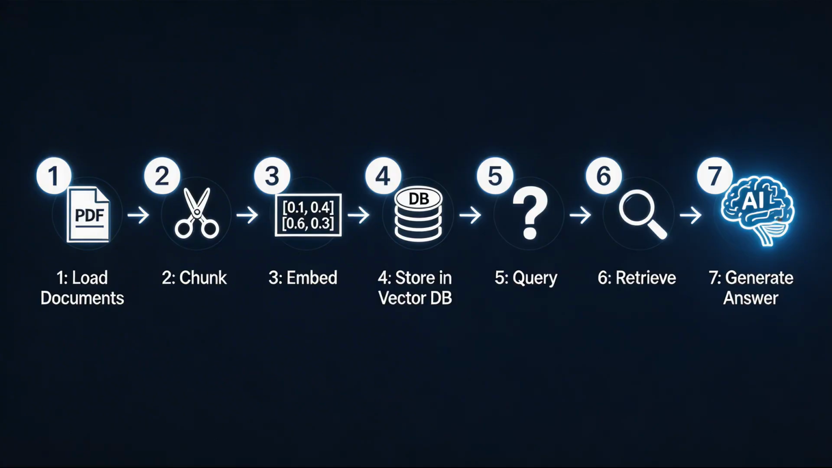Let's recap. RAG combines a language model with a search system. It searches your documents first, then generates answers based on what it finds. Vector search matches meaning, not just keywords. The pipeline is load, chunk, embed, store, then query, retrieve, generate. And the best part? You can build a working RAG system in under 50 lines of Python.